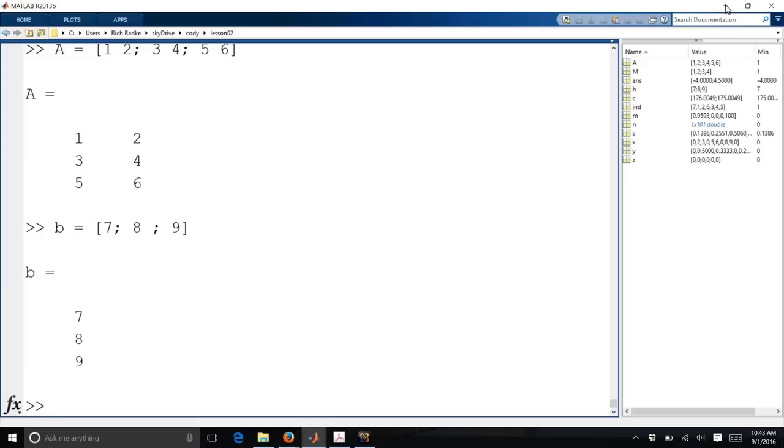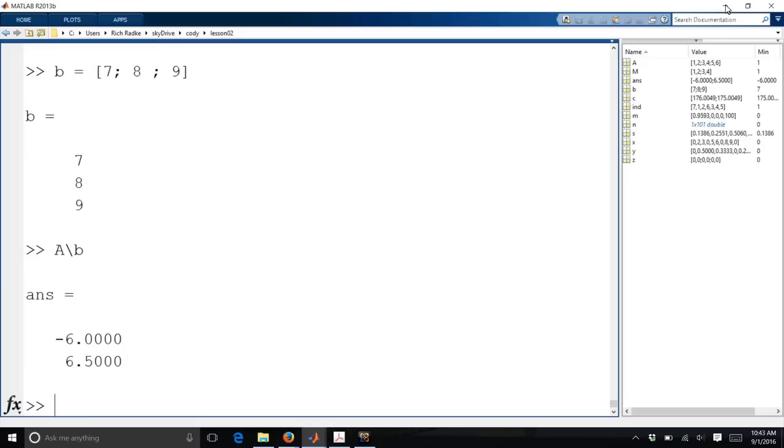If I say A backslash B, I still get an answer, and that answer is what's called the least squares solution to the linear system, right? So again, if you go back to your linear algebra, or I guess maybe you learned it in IEA, something like that, then you know that there's this A transpose A inverse, A transpose B. MATLAB does that for you automatically, right? Because MATLAB is a tool that's made for linear algebra. And so it's nice not to have to write your little code to solve a linear least squares system.